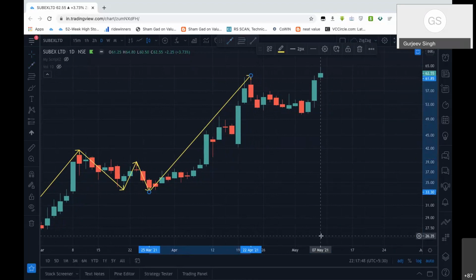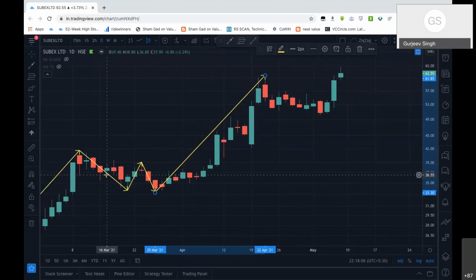17th March. 17th March I have not taken. Somebody wrote 17th March. So this is not a valid point. We're not getting a 5 candle move over here. 1, 2, 3. Because this fourth candle is breaking the low of the first candle.